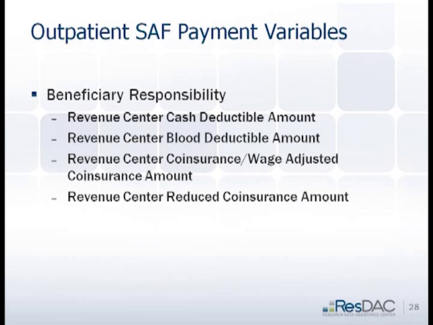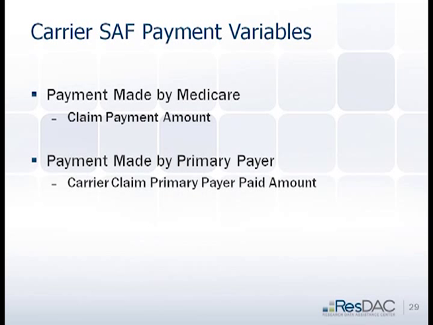For the beneficiary, you do have a cash deductible, you have a blood deductible. You do have two variables for coinsurance. There's a revenue center coinsurance amount, and there's another one that's wage adjusted coinsurance amount, and then there's a reduced coinsurance amount. So there's quite a few variables when you look at the beneficiary when you get down to this level. Again, if you're really concerned for the cost of that claim, what is the beneficiary responsibility, I would just use the claim level. So now I'm going to talk about the carrier file, where you would find the physician information.